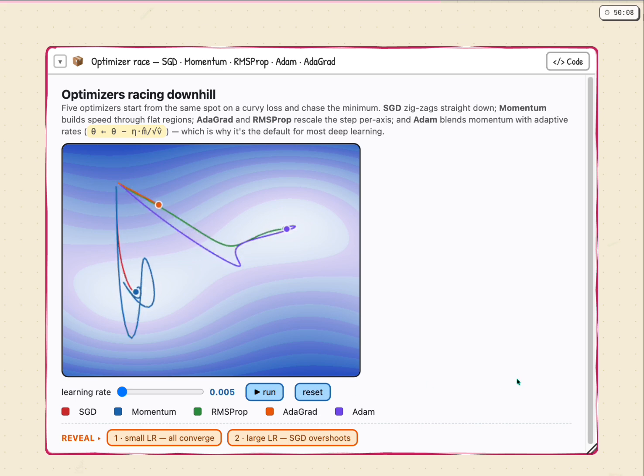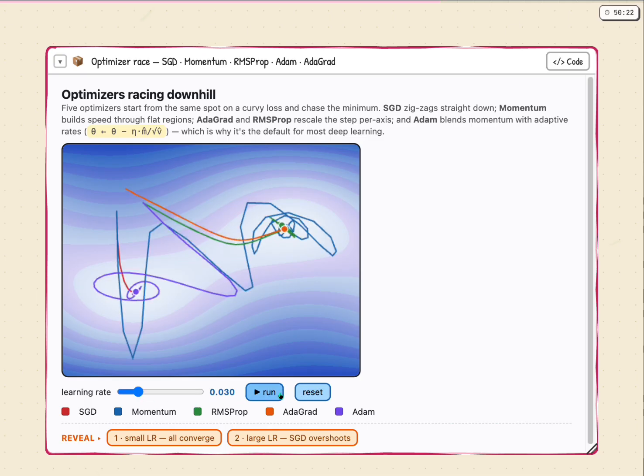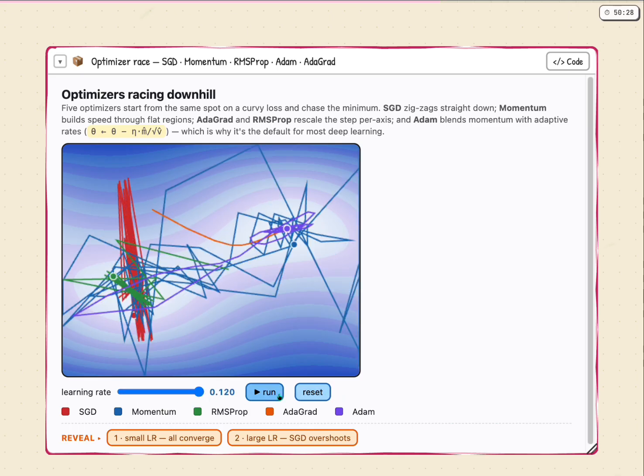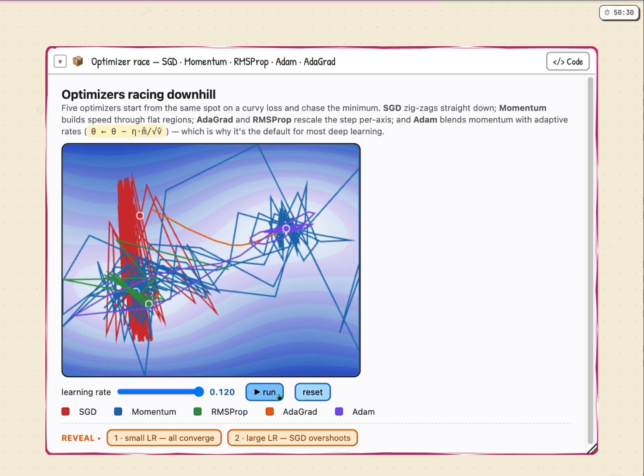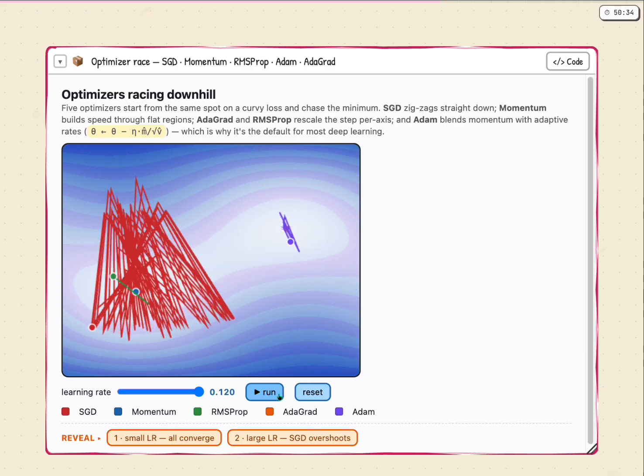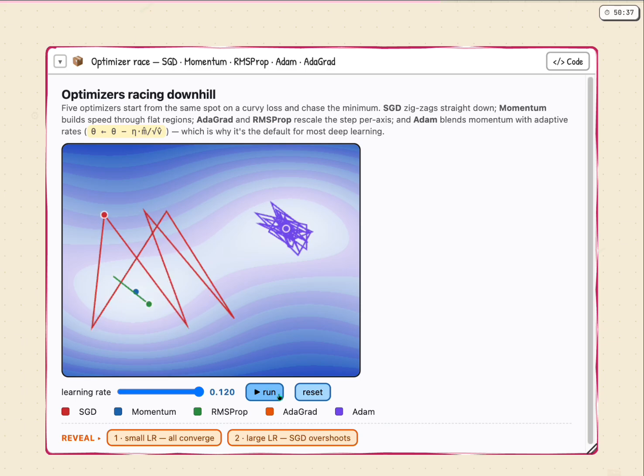The simplest is plain gradient descent, here SGD. It just follows the slope straight downhill. Watch it. On a long narrow valley, it zigzags, bouncing off the steep walls, making slow progress along the gentle floor. Functional but clumsy. Next, momentum. Just like a real ball gathering speed, it accumulates velocity, so it powers through flat regions and damps out the zigzag, faster, smoother. Then Adagrad and RMSprop.